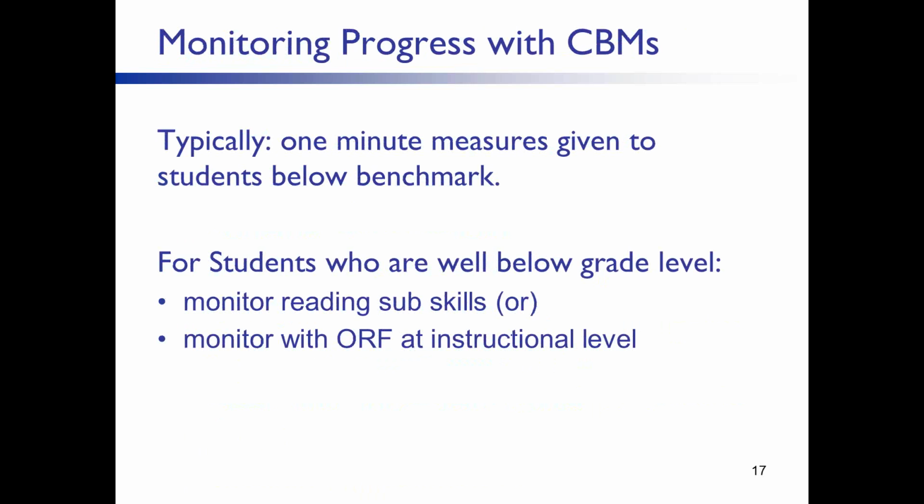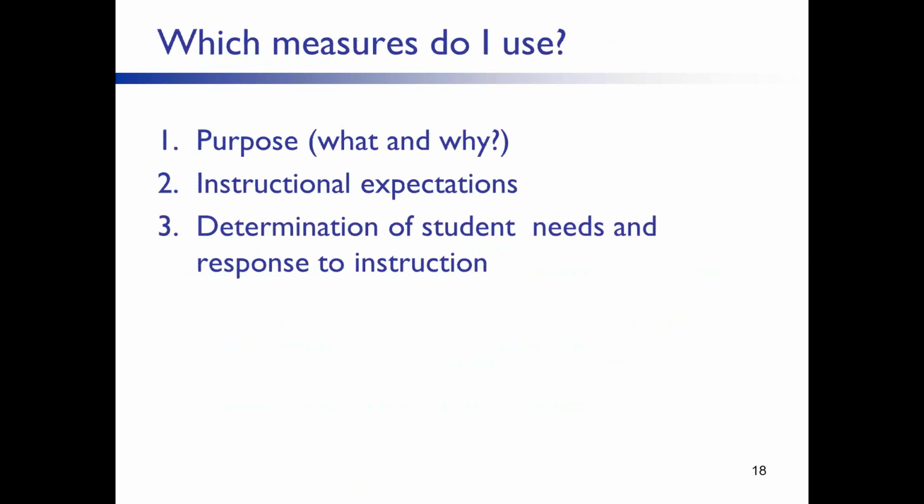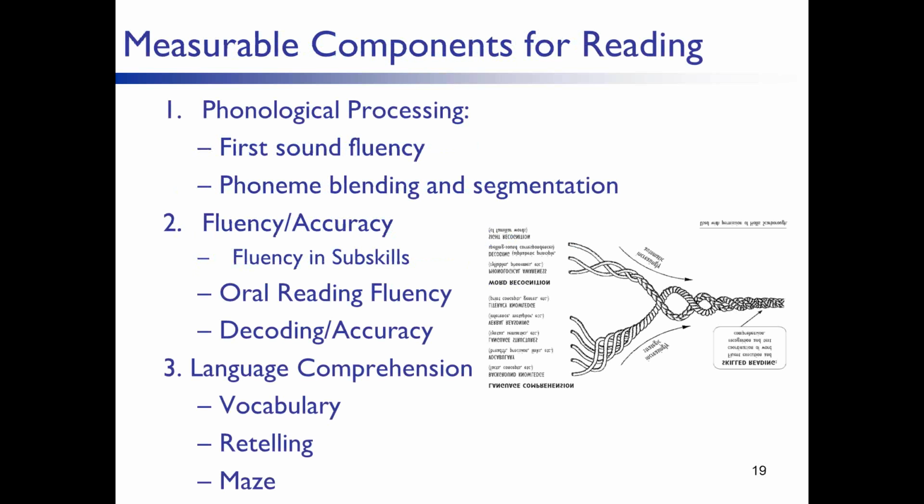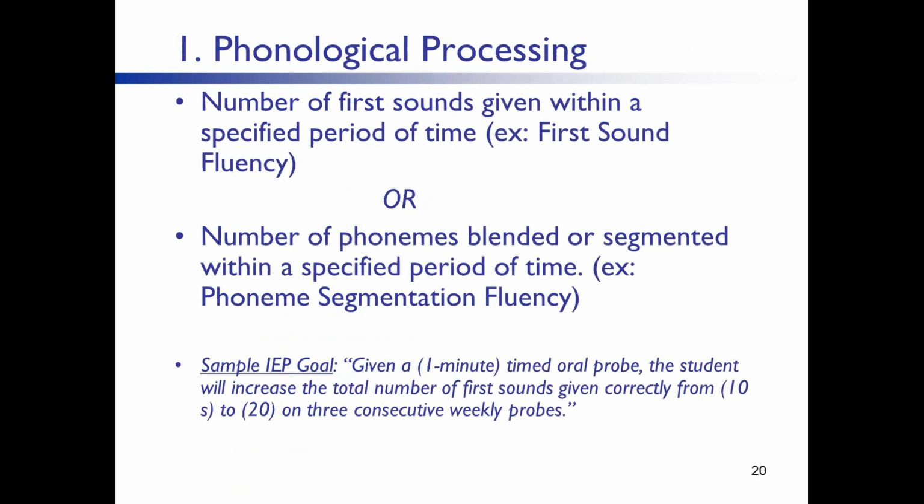Typically, 1-minute measures give us a pretty good benchmark, and you'll see those resources when you go through DIBELS. So what measures do I use? What are their purposes? What are the instructional expectations? And then how do you determine the student's needs and their response to instruction? So again, you're going to see this slide where we talk about the components, and the person or the subgroup that's assigned to the Intervention Central website will get resources to support all of these areas. So you can decide how you're going to prioritize the goals you develop as a group.